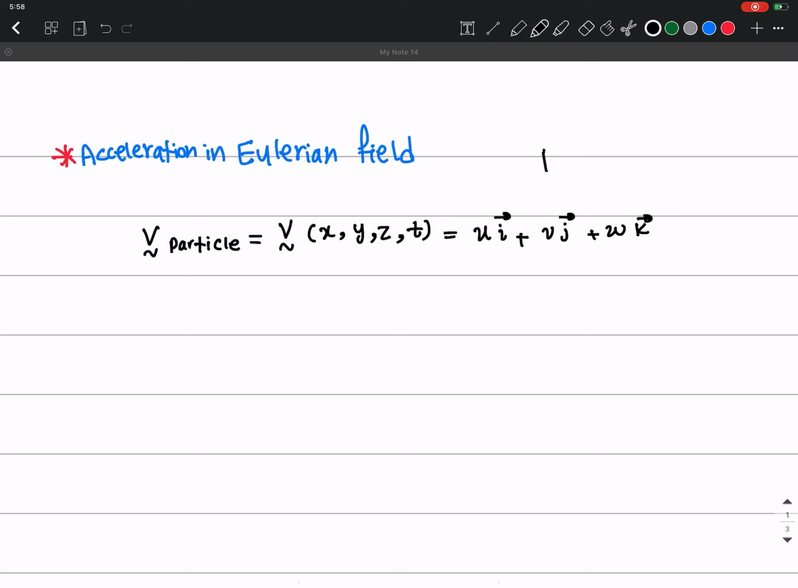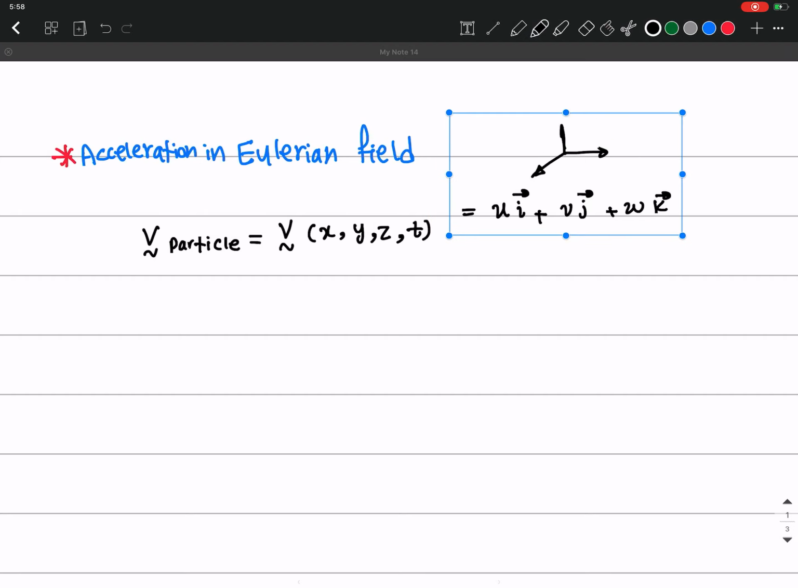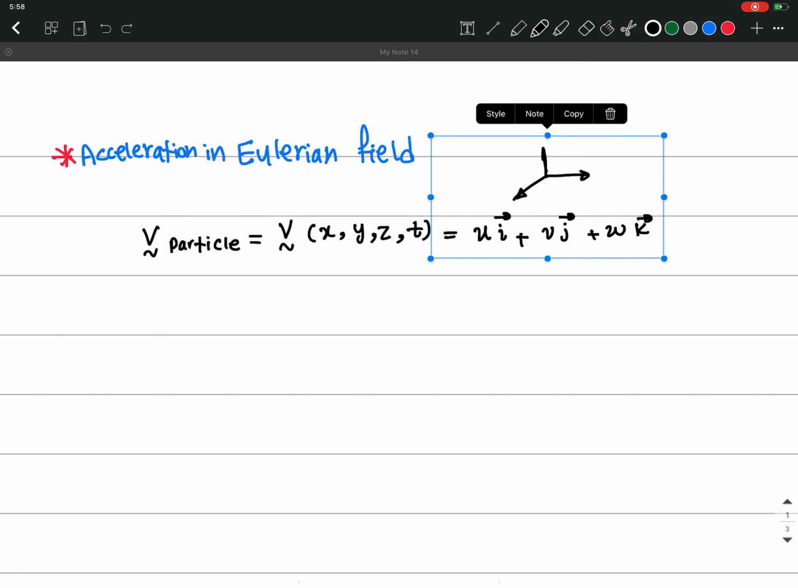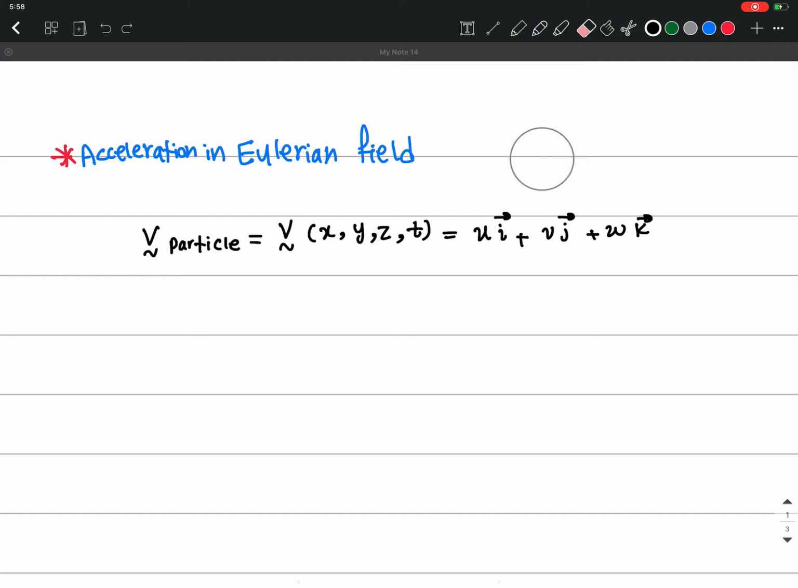Okay, so let me write it here. If this is our coordinate system, x, y, z, we can have velocities in these three directions, which are u in the i direction, v in the j direction, and w in the k direction. Okay, and I can just decompose them like this.